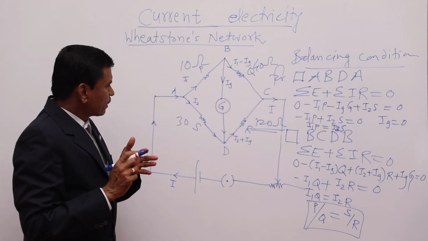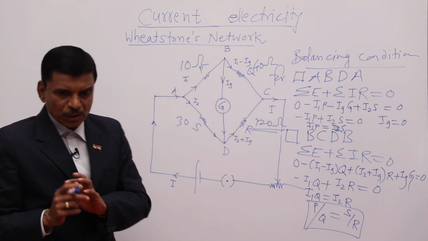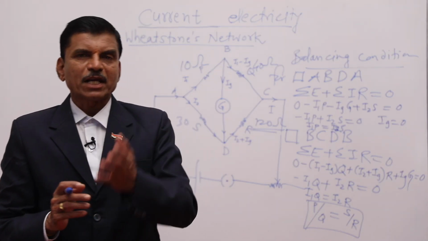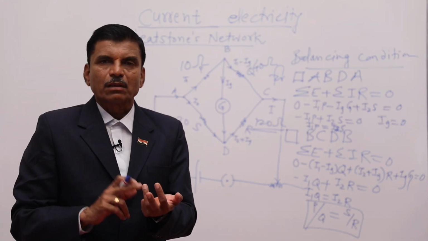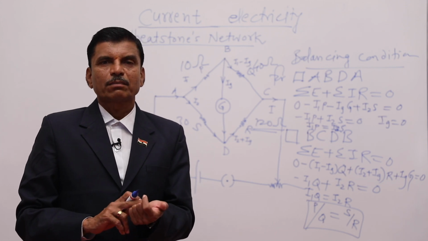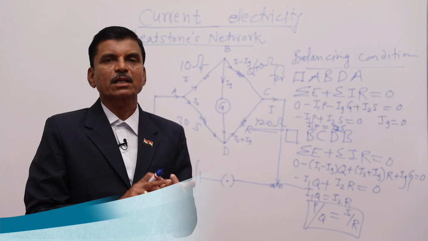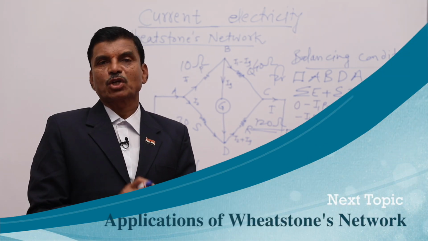Okay. So that is the use of the Wheatstone network. The Wheatstone network has many applications. We can find an unknown resistance. The Wheatstone meter bridge is an application. The Kelvin method for finding the resistance of a galvanometer is also an application. The post office box is also an application of the Wheatstone network.